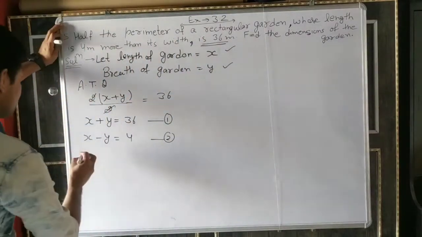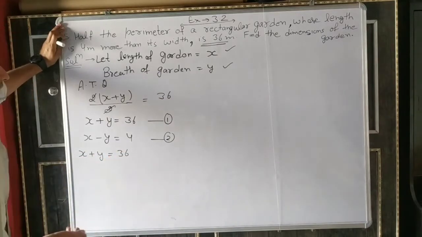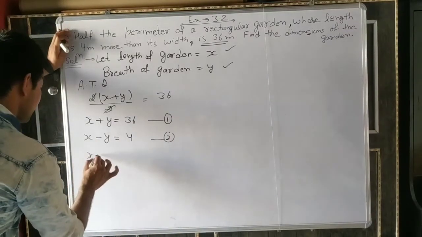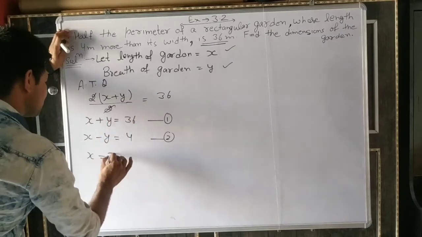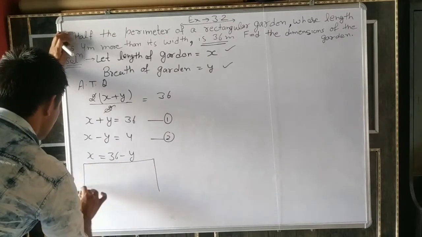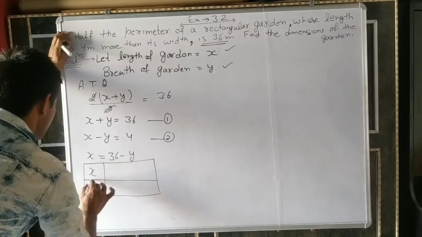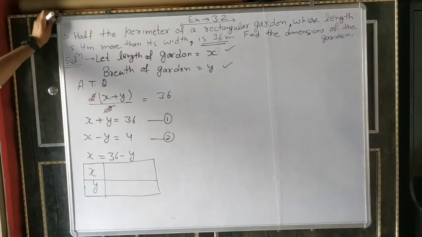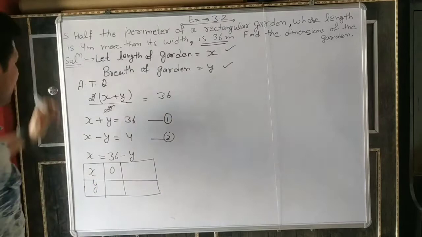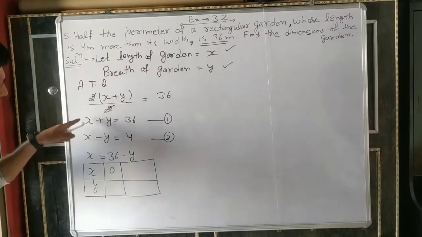So first equation: x plus y equal to 36. Otherwise you can write the first equation as x equal to 36 minus y. So we will write its solution. Put any value of y and find the value of x. It's very simple. Or you can put any value of x. If x is 0, in the first equation, either you can put here or you can put here.